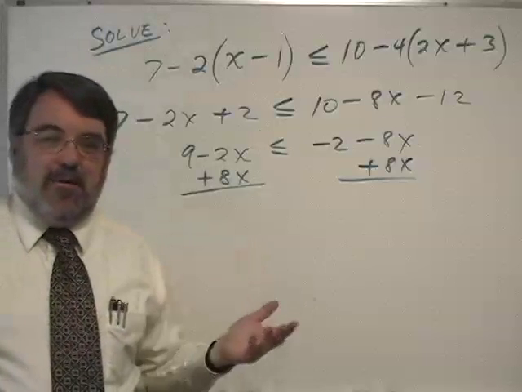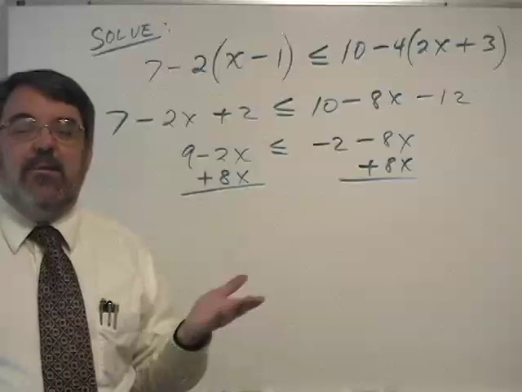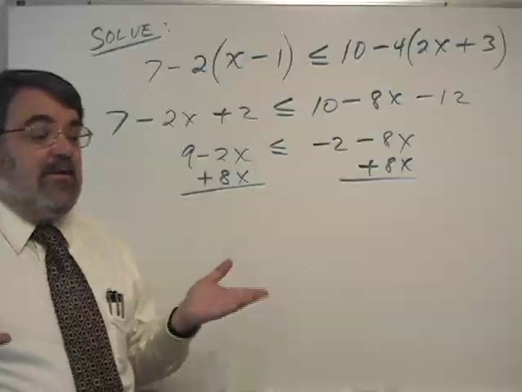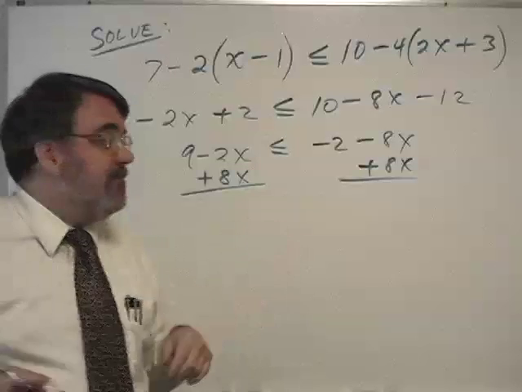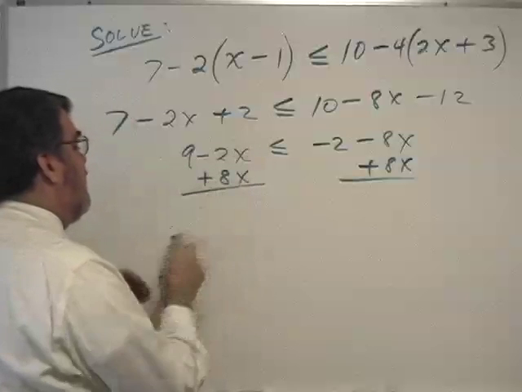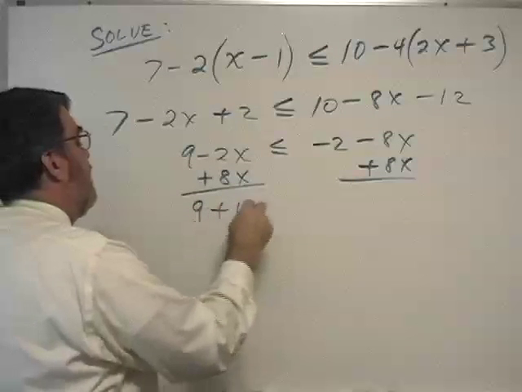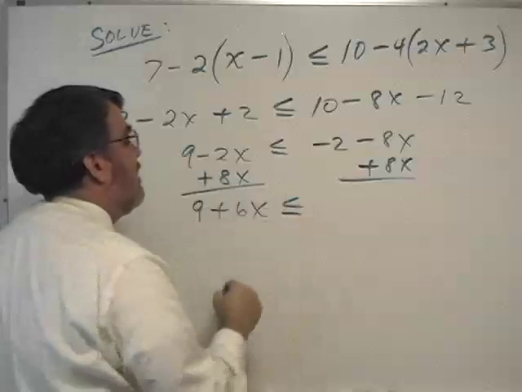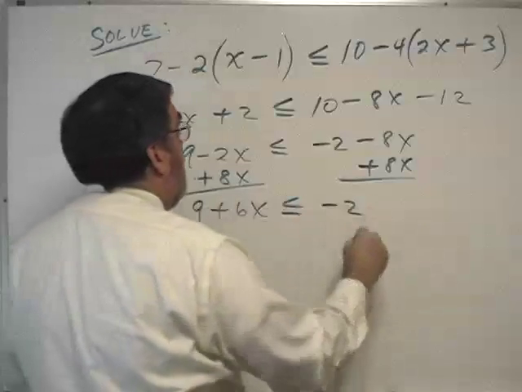Inequalities, for the most part, do work like equations. You want to keep them in balance by doing the same thing to both sides. And so I have 9, and then this is plus 6x. 9 plus 6x is less than or equal to negative 2.